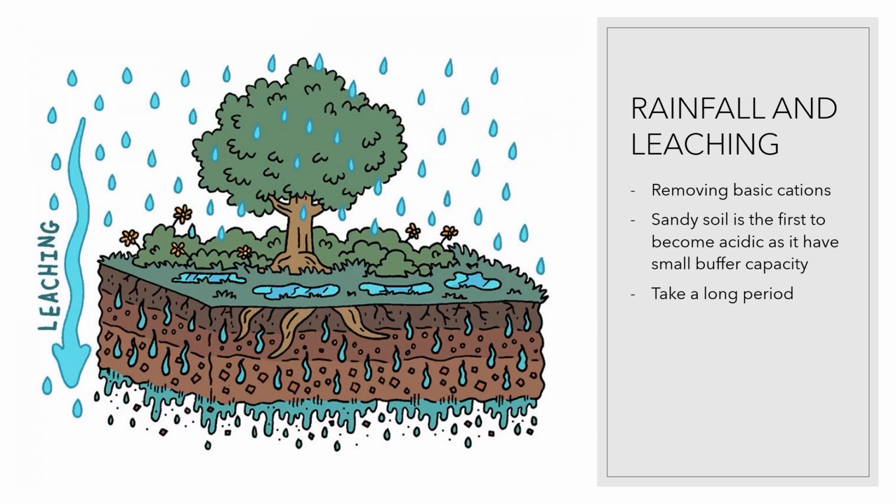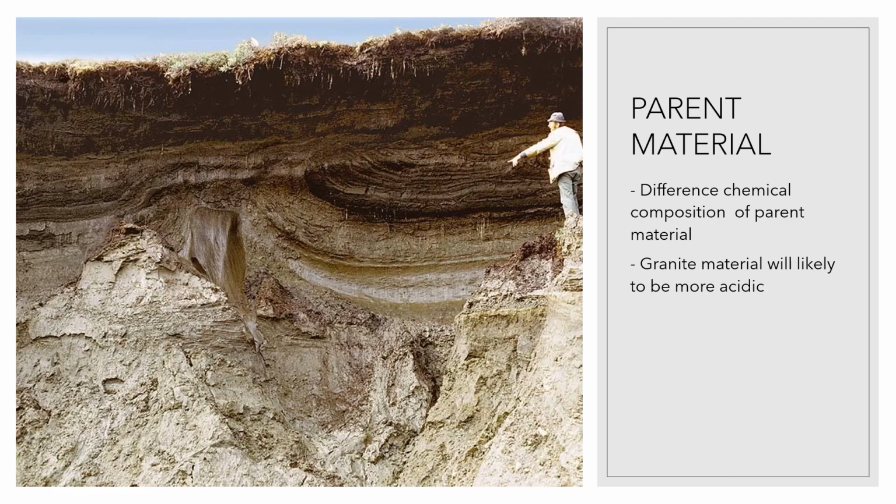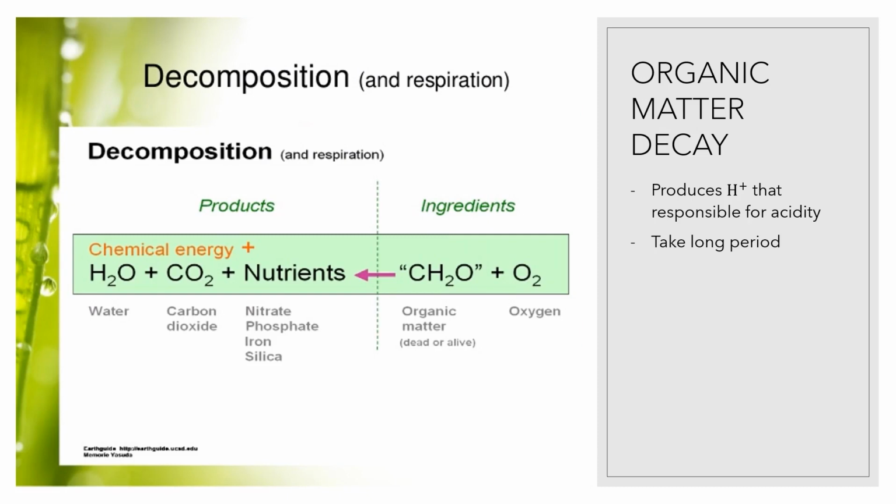Since the effect of rainfall on acid soil development is very slow, it may take hundreds of years for new parent material to become acidic under high rainfall. The second one is parent material. Due to differences in chemical composition of parent material, soil will become acidic after different lengths of time. Thus, soils that develop from granite material are likely to be more acidic than soils developed from calcareous shale or limestone. The third one is organic matter decay. Decaying organic matter produces hydrogen, which is responsible for acidity.